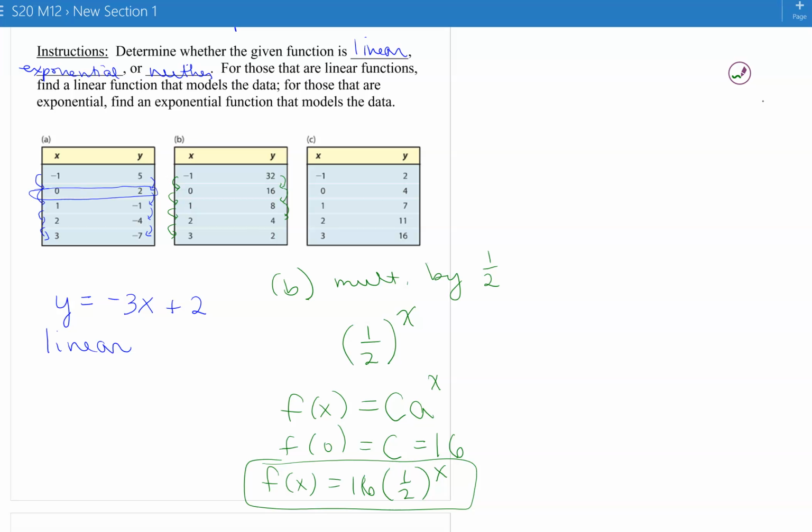Then the last one, if I add 2, that's not working. If I multiply by 2, that's not working. So this is the neither. We'd have to come up with some other way of modeling this data.